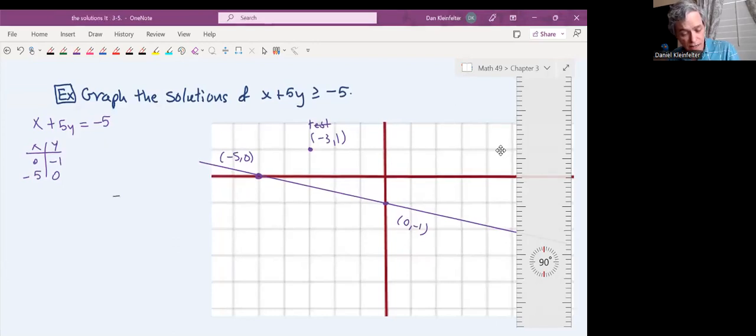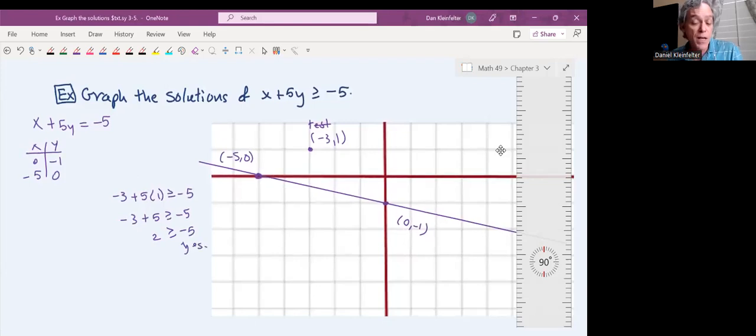So x is -3 plus 5 times 1. We want to know if that's greater than or equal to -5. As you can see, it would have been easier if I'd picked the origin, but that's okay. -3 plus 5 greater than or equal to -5 is 2 greater than or equal to -5.